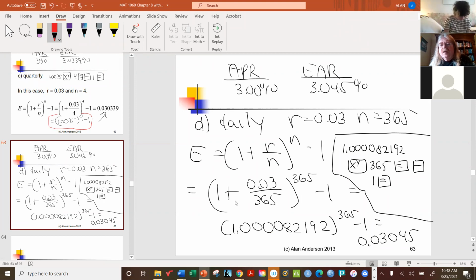So 3% over 365 plus 1 is approximately equal to 1.000082192. We have to raise it to the 365th power before we subtract 1. Here I've done it for you in this box. You can see the calculator strokes that you need. This long number is raised to the 365th power. You must then hit the equal sign, then you subtract the 1, and you should get approximately 3.045%.